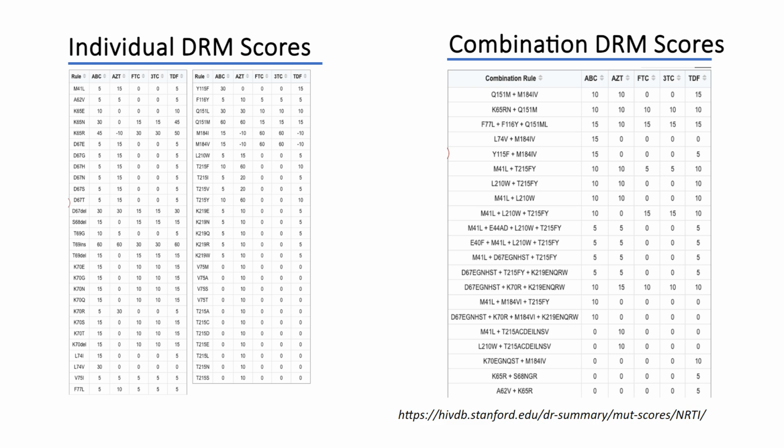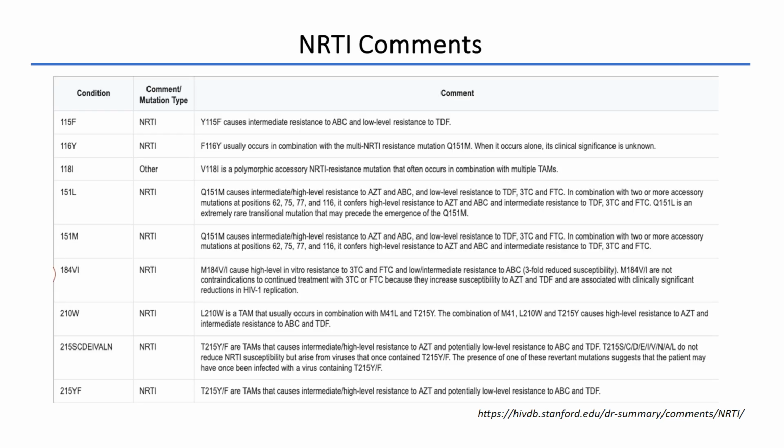The total mutation penalty score for a drug is based on adding all of the individual and combination mutation penalty scores. All drug resistance mutations that receive a mutation penalty score and some mutations that don't are accompanied by a comment. The complete list of comments for each drug class can be viewed on the website. The comments have last been updated March 2024.